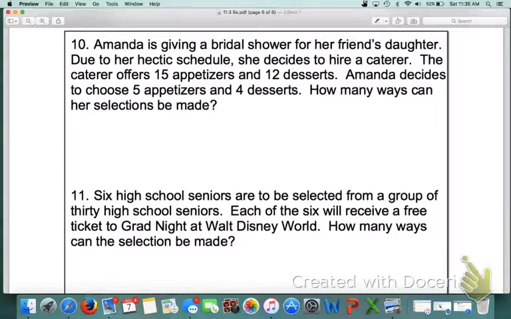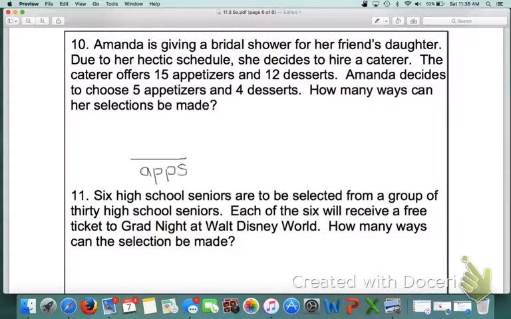Okay, so this is one of those problems where we're going to have the fundamental counting principle and combinations combined. Okay, order does not matter here. It doesn't matter what order she picks her appetizers and her desserts. Okay, so because order does not matter, we're going to use a combination.